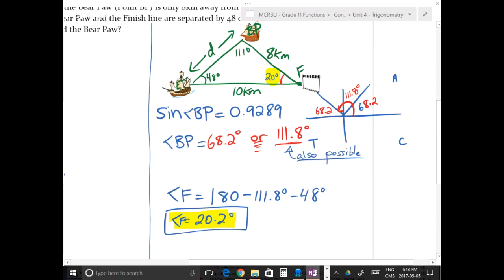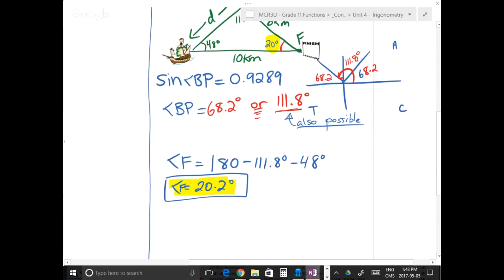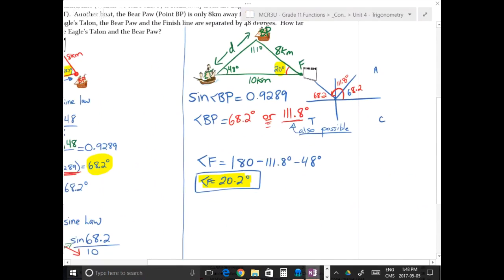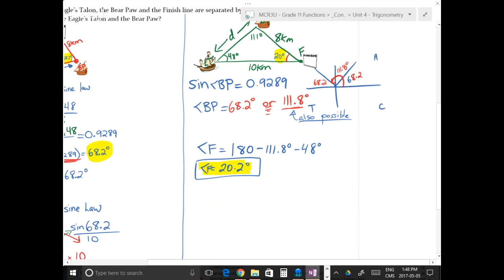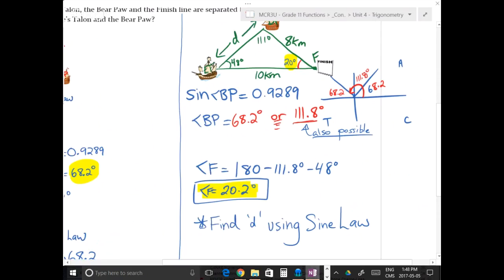Okay, and now that we know that this can be 20 degrees, because this was 111 degrees, now tell me how far apart we are. And if my cannons can shoot 3 kilometers, can I get those SOBs on the bear paw? Let's find out. Yeah, use Sine Law and set it up. See what you get.